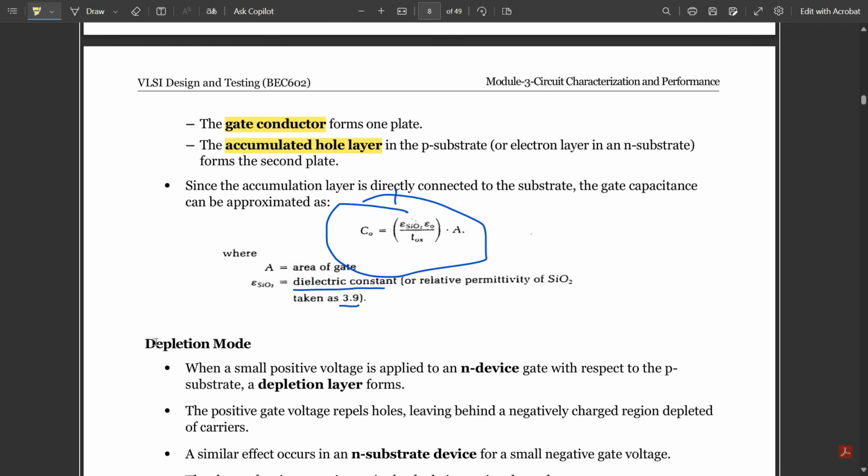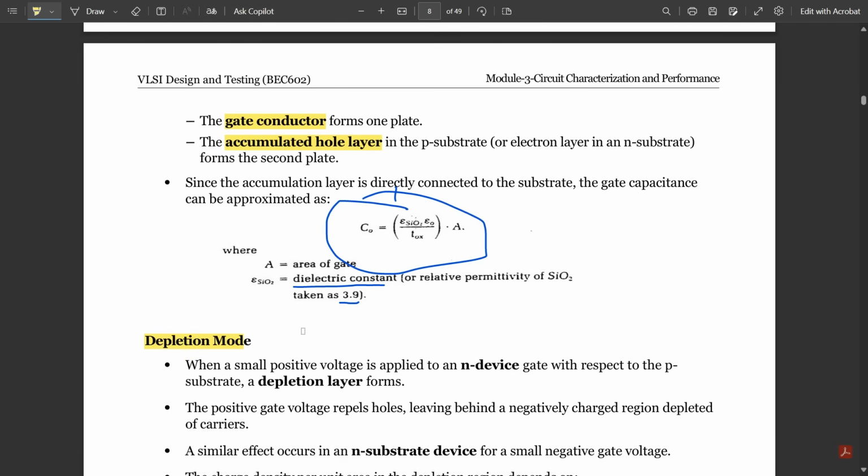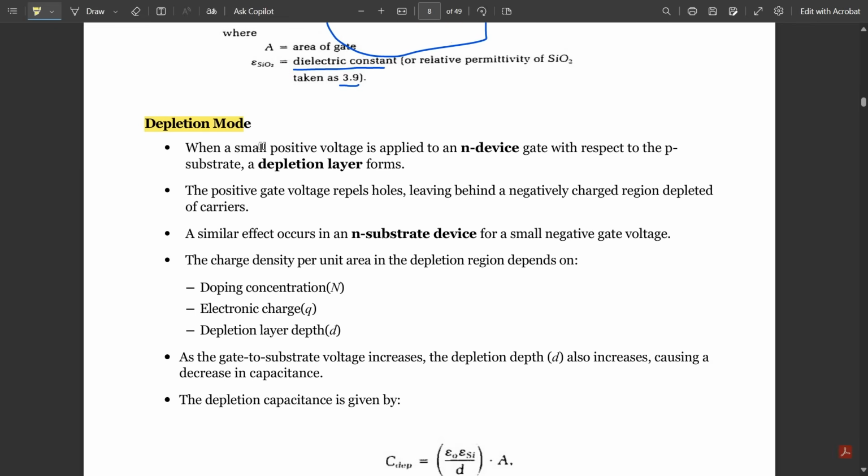Then we have one more mode, that is depletion mode. Under depletion mode, when a small positive voltage is applied to an N device gate with respect to the P substrate, a depletion layer is formed. The positive gate voltage repels the holes, leaving behind a negatively charged region depleted of carriers. A similar effect occurs in an N substrate device for a small negative gate voltage.